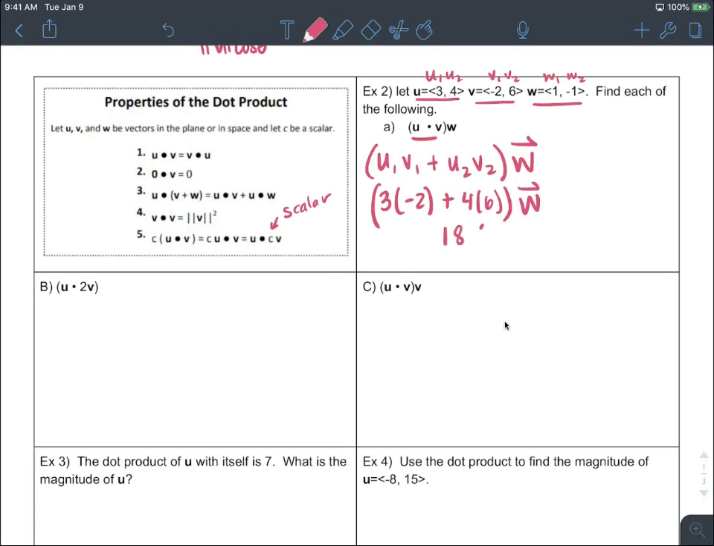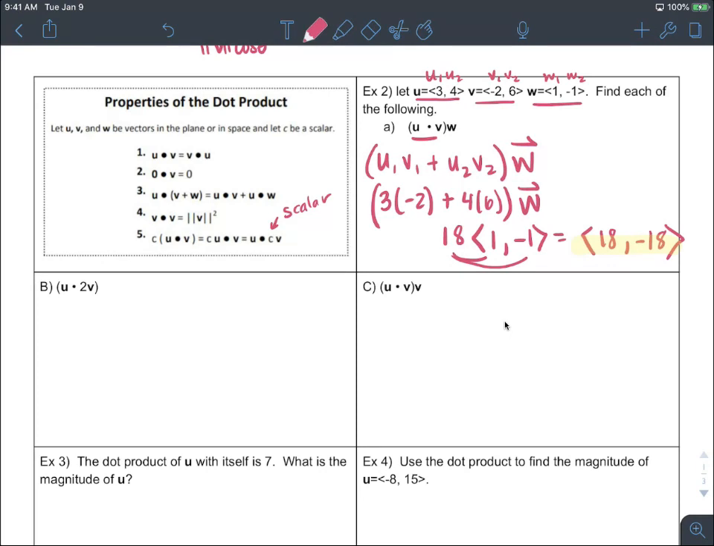And then I'm going to replace vector w with its components, so -1, 1, -1. And from yesterday's video, you'll remember you can multiply by a scalar, giving me the vector 18, -18. And that's the answer to that one. Okay, let's look at the next one.